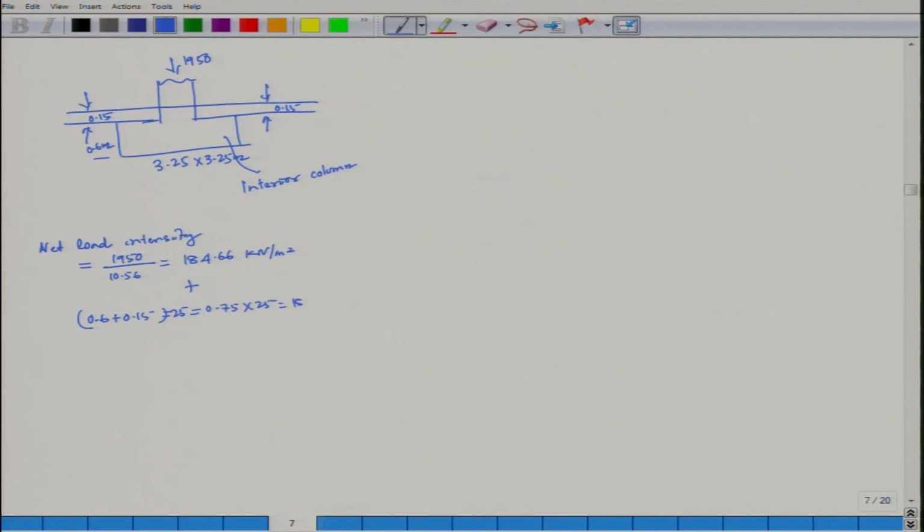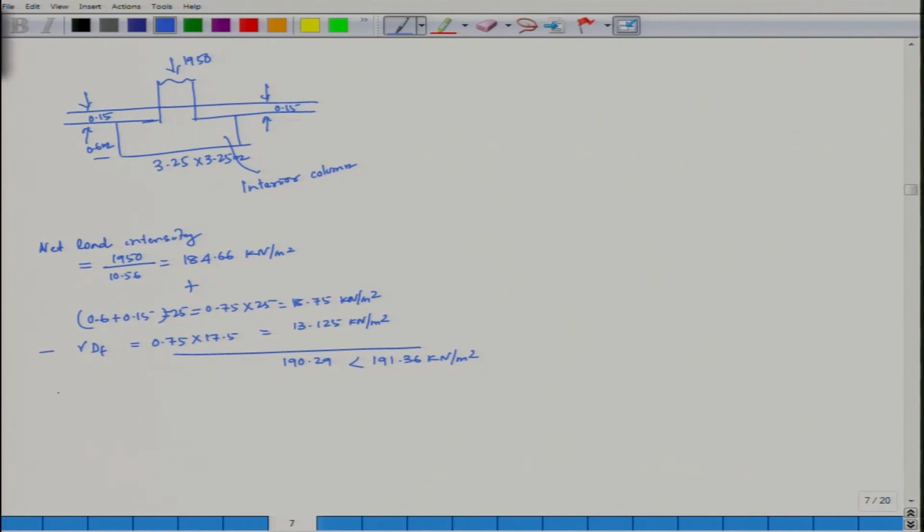So which comes out to be 18.75 kilonewton per meter square, minus gamma dF, which is equal to 0.75 into 17.5, which comes out to be 13.125 kilonewton per meter square. So it comes out to be 190.29, which is less than 191.36. So after checking it, now it is fine. It seems it will come out to be fine because we have taken care of the pressure bulb.